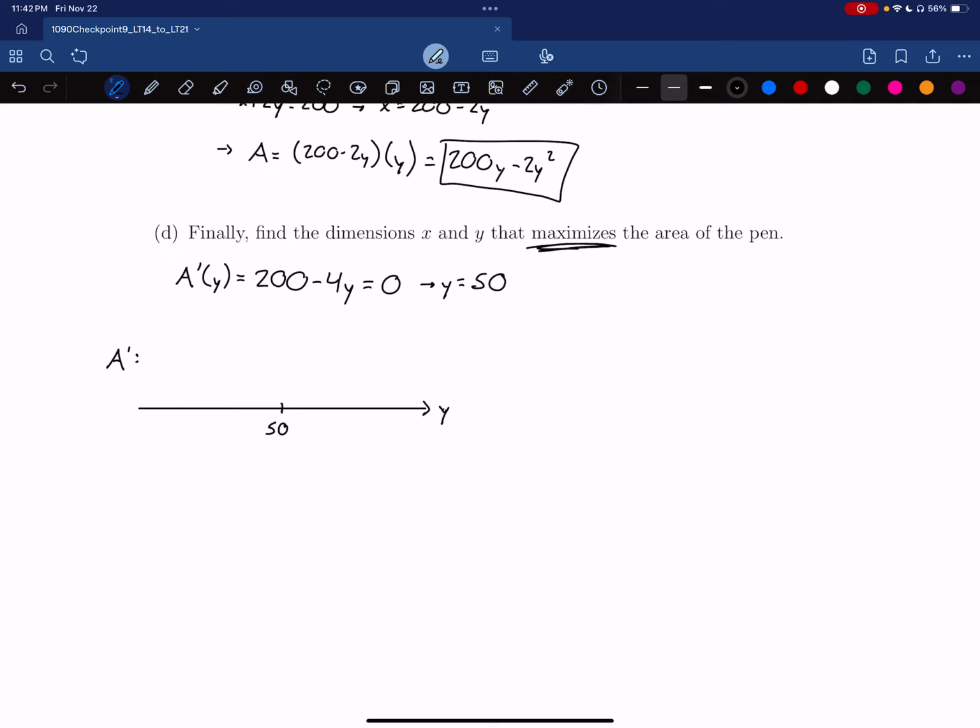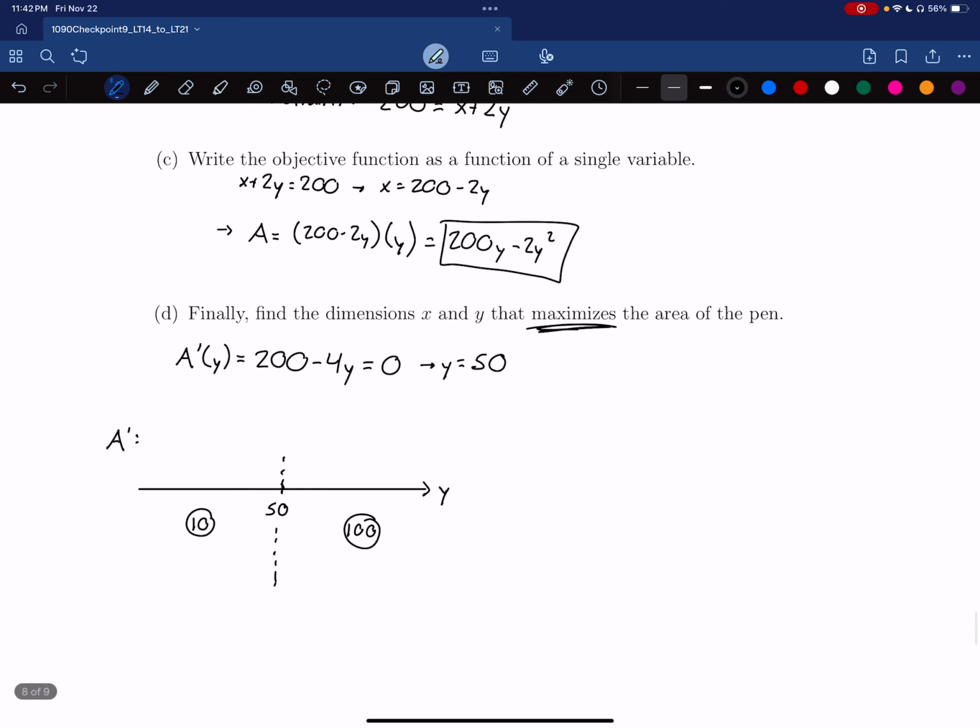This is the y-axis. And what we're going to do is we're going to plug in a value. Let's just say we're going to plug in 10. And here we're going to plug in 100, and see what sign we get. So 200 minus 4 times 10, that gives us a positive number. So this is increasing. If I plug in 100, I get 200 minus 4 times 100. That's a negative value. So this is decreasing.